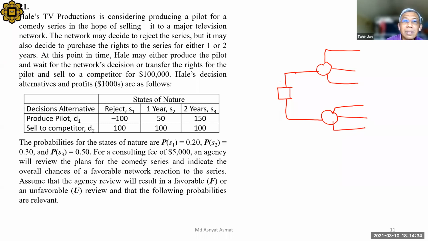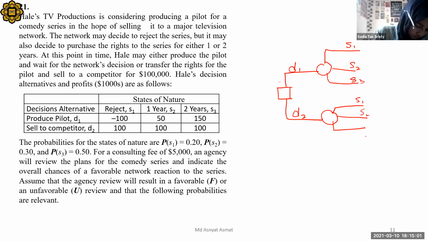So here D1, produce. The series D1, D2, up to you to write. You want to write produce, sell, whatever. Then you have these states of nature S1, S2, S3. This is the same S1, S2, S3. Then write down the payoff.